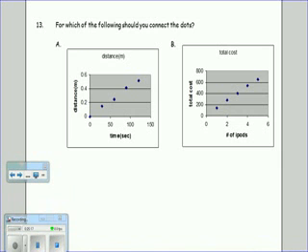Let's think about it. After, say, 25 seconds, have I gone a certain distance? Yeah, I've gone a certain distance, right? After, let's say, 42.5 seconds, have I gone a certain distance? Yes. So there's data in between the points, so we need to connect those. So A would be the answer.